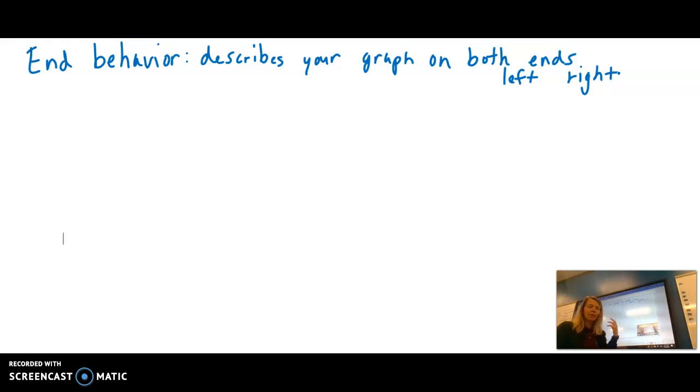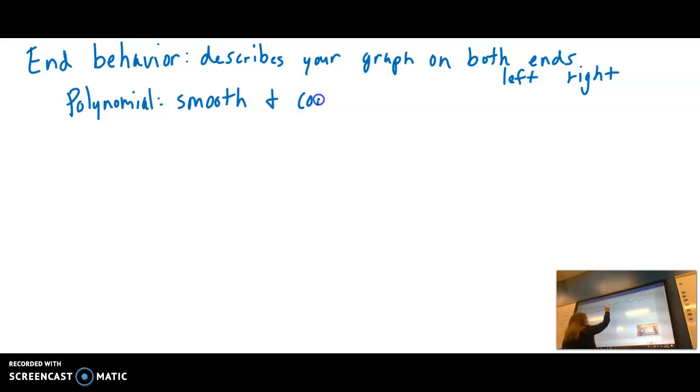So is my arrow going up? Is my arrow going down? Is my arrow going to 1? We're just going to do this for polynomial functions. And you should know by now that a polynomial is a smooth, continuous function. So to remind you, a polynomial is smooth and continuous, right?